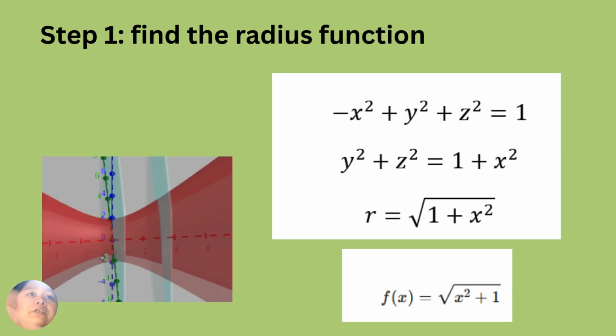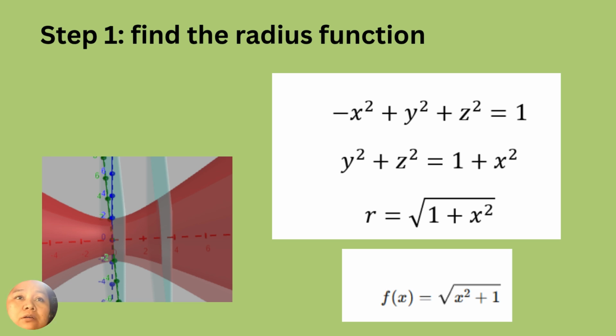Okay, the first step is to find the radius. The function of the radius is not definite, so this is changing. From our equation, we have negative x squared plus y squared plus z squared. To find the radius, we have to transpose the equation. We move the negative x squared, so it becomes y squared plus z squared equals 1 plus x squared.